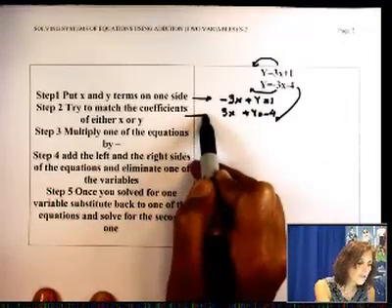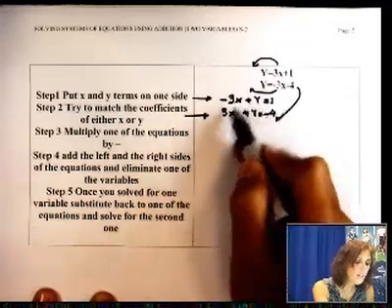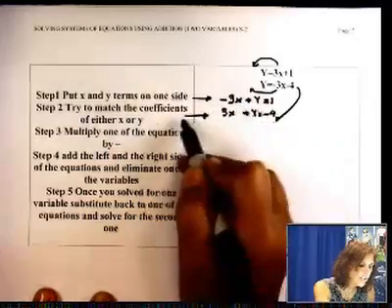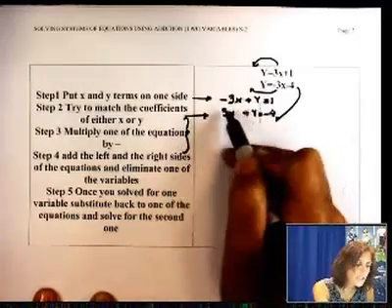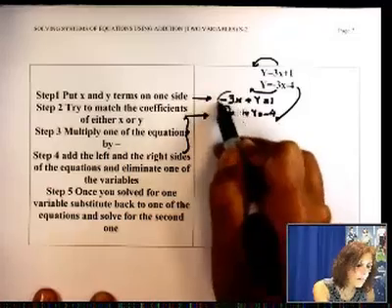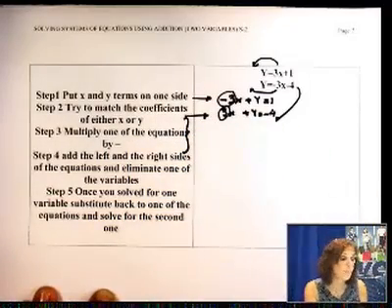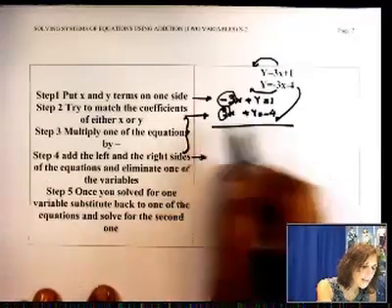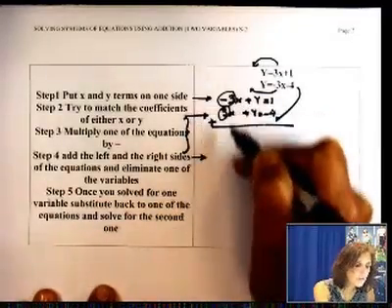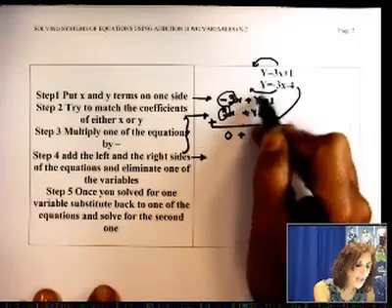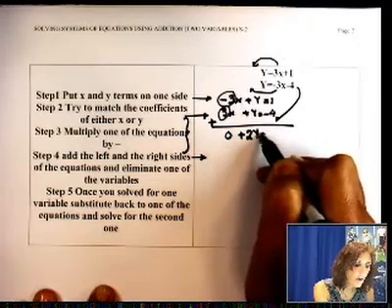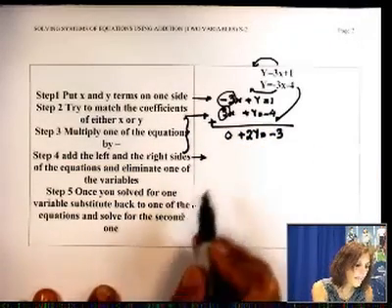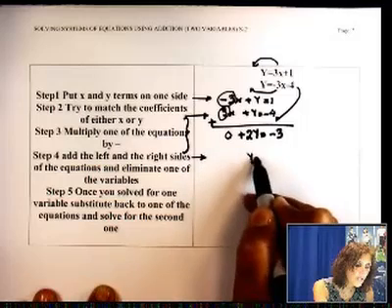Now, this one says, try to match the coefficients of either x or y. Guess what? They are matching, and these two steps are together. They are matching in such a way that they are the same number, but one is positive, the other one is negative. That's what you want. Then you say, okay, well, add left and right. So let's add left and right. When I add these two, I get 0. When I add these two, I get 2y. And when I add these two, I get negative 3. Okay? Then you can pull this variable out of that.